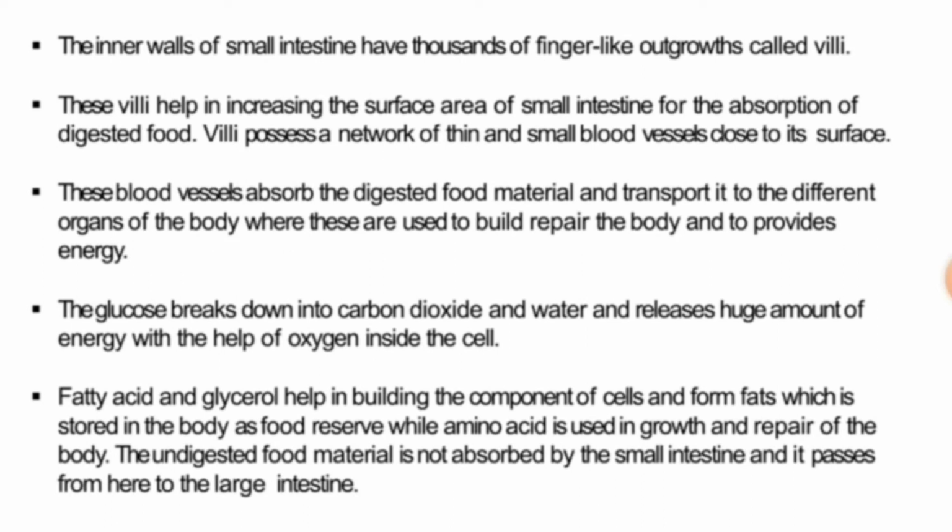The inner walls of the small intestine have thousands of finger-like outgrowths called villi, hair-like structures. These villi help in increasing the surface area of the small intestine for the absorption of the digested food. Villi possess a network of thin and small blood vessels close to their surface. These blood vessels absorb the digested food material and transport it to the different organs of the body, where it is used to build and repair the body and to provide energy.